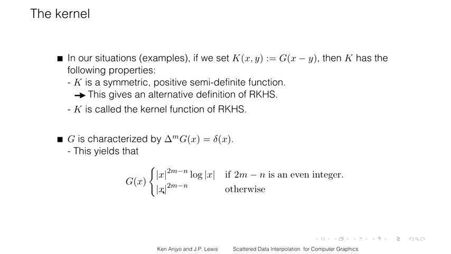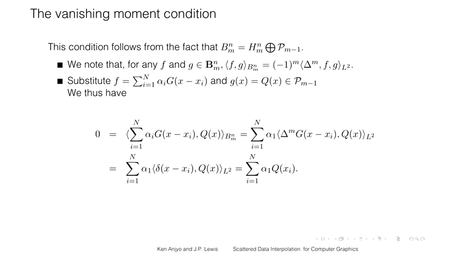So the reason why we consider this kind of RBF function lies in potential theory and also the functional analysis based on these Beppo-Levi space approaches. Also, let's consider the vanishing moment condition. This condition follows from the fact that the Beppo-Levi space is decomposed into the RHS space plus the polynomial space up to order m-1.